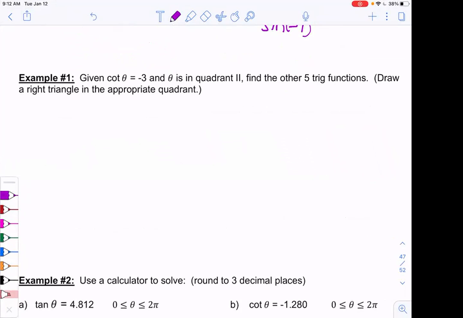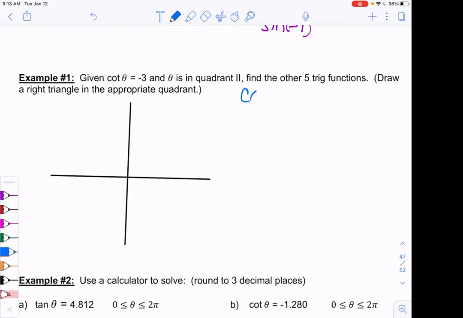So this says, given the cotangent is -3, and your angle is in quadrant 2, find the other 5 trig functions. Draw a right triangle in the appropriate quadrant. You will be asked to sketch a right triangle in the correct location to model the situation that you're given. All right, so let's get an XY axis going here.